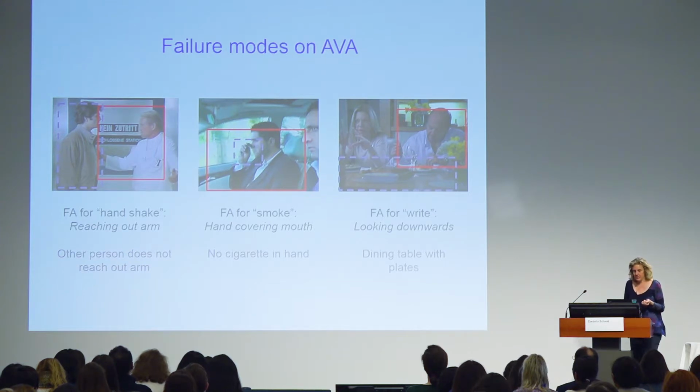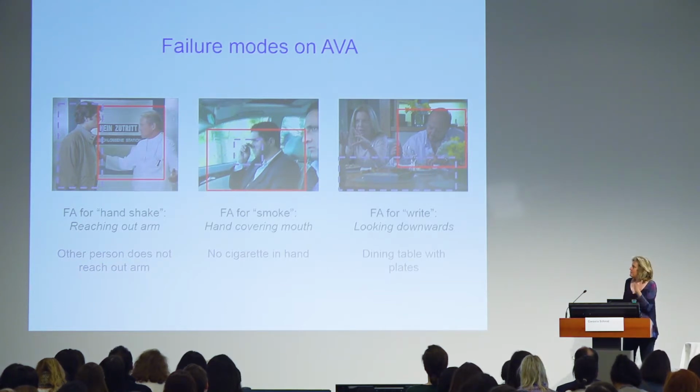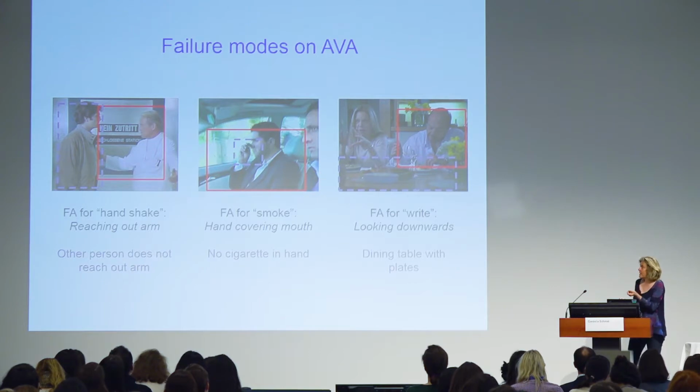The second example, similarly, is a false answer for smoke. Again, the person is holding his mouth, but there's no cigarette. So again, you would need a more precise description of the action where you model not only the interaction, but also the object the person is interacting with. Third example, similarly.